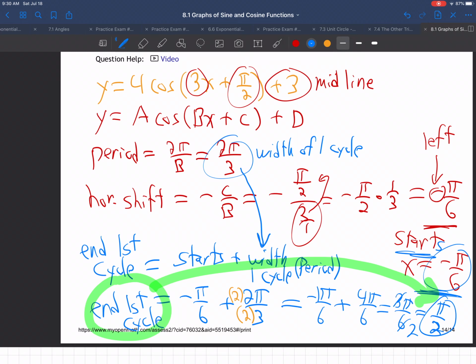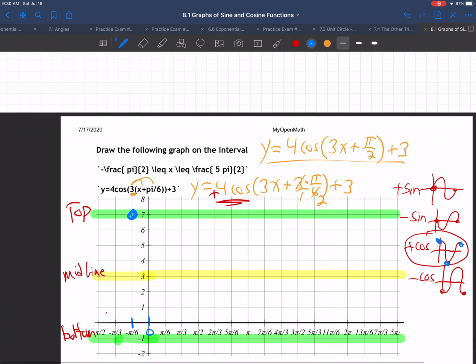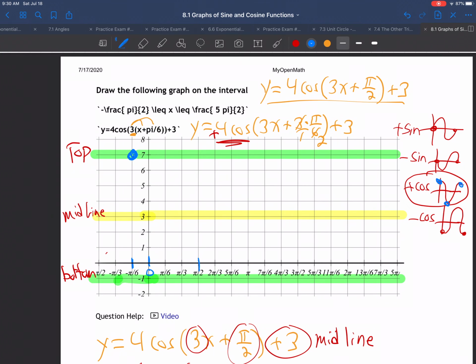Right? See how we figured that out? You find out where it starts and how wide the cycle is. So you take the starting point and how wide the cycle is, add those together, and you know where it's going to end that first cycle, at pi over 2. So it starts the first cycle at negative pi over 6. It ends the first cycle at pi over 2. So pi over 2 right here. So from here to here is the first cycle. In other words, the width of that is the period. It's the width of a cycle.